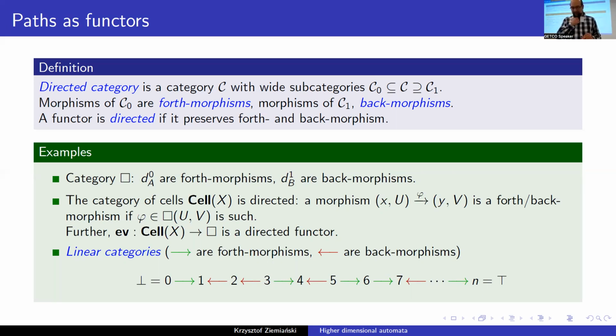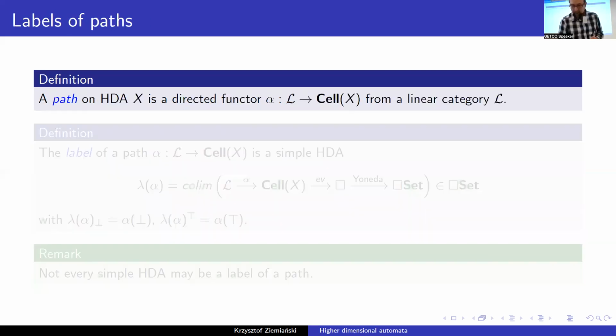And the third example is an interval. A linear category plays the role of an interval. It consists of a sequence of objects, and between any pair of objects, either you have a forward morphism going right or a back morphism going left. Okay, and this way you can define a path in an HDA just as a directed functor which goes from the linear category to the category of cells.